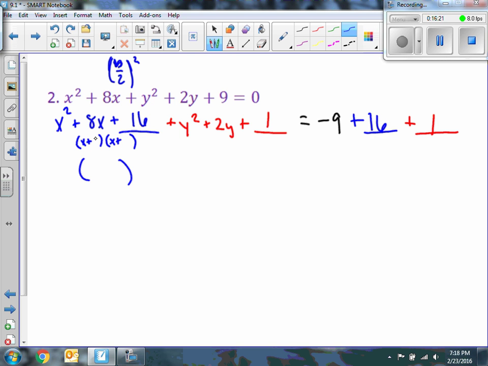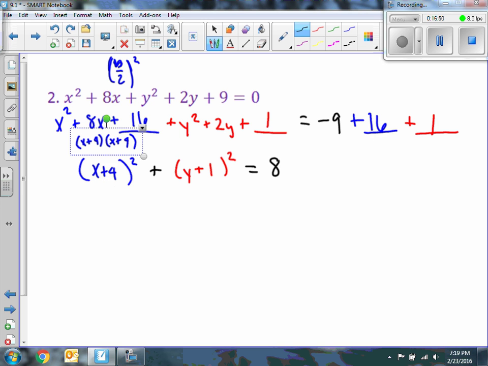x plus 4, x plus 4. So this becomes x plus 4 quantity squared, plus, this one will factor to y plus 1 quantity squared. And it will equal negative 9 plus 17, positive 8. So now, I have x plus 4 quantity squared plus y plus 1 quantity squared equals 8.